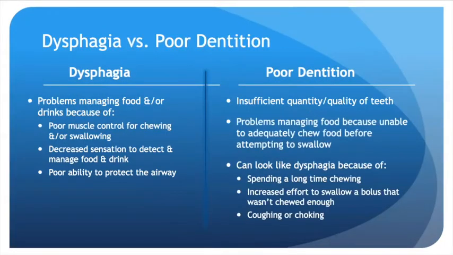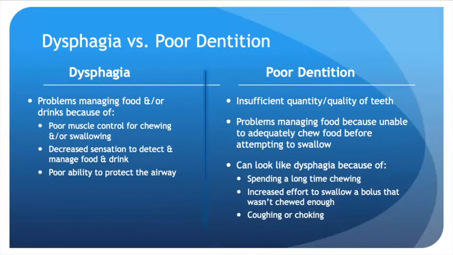And then looking at dysphagia versus poor dentition. So dysphagia is problems managing food or drink because of poor muscle control for chewing or swallowing. It can be decreased sensation to detect and manage food and drink appropriately. And it can be poor airway protection.